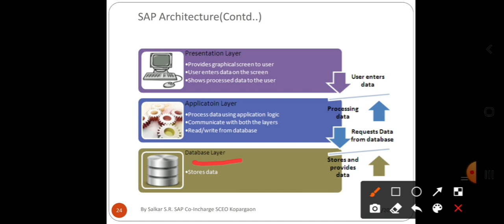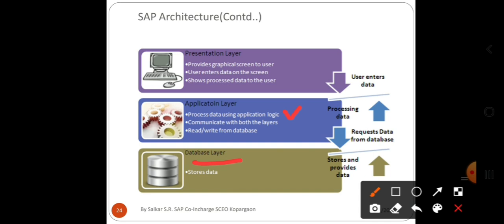Then the application layer: what does it do? The application layer processes data using application logic, meaning whatever code or program we want to write is written in the application layer. It communicates with both layers. The application layer is the middle layer, which is why it communicates with the upper layer, that is the presentation layer, as well as the lower layer, which is the database, and it reads and writes from the database.